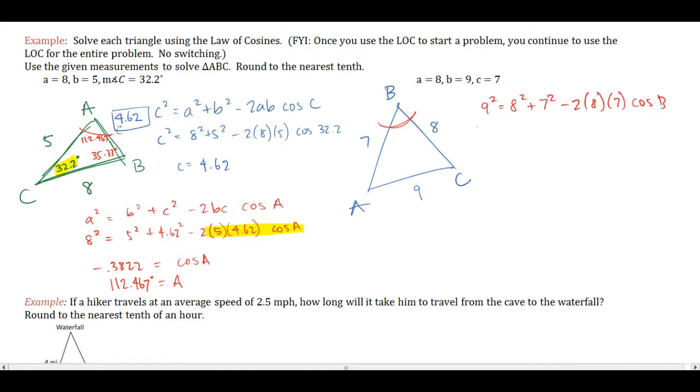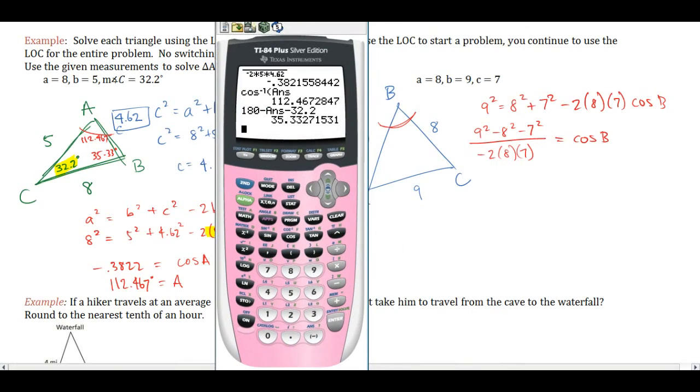If you want, here, I'll show my work this time just so it doesn't scare you so much. It's 9 squared, and I'm going to subtract off the 8 squared. I'm going to subtract off the 7 squared, and I'm going to divide all that by negative 2 times 8 times 7. And that's going to equal the cosine of B. And so now I just got to arc cosine that grossness. So if you want, second cosine, alpha F1, the formula, right? So 9 squared minus 8 squared minus 7 squared all over negative 2 times 8 times 7. Look, I did it all in one shot. Bam!